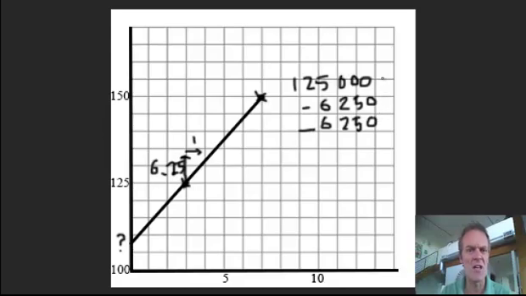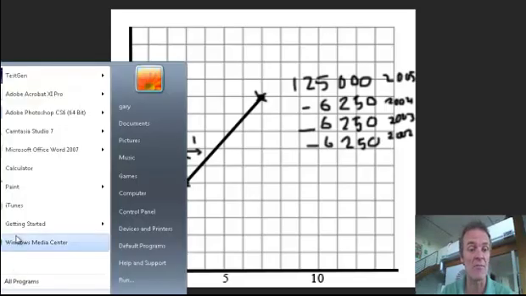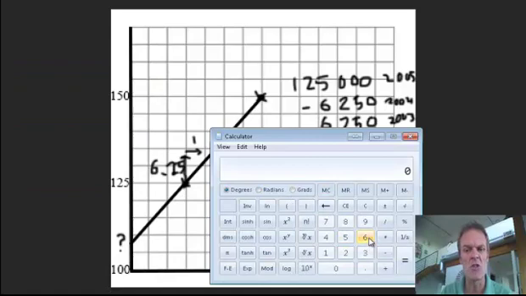Remember, this is 2005, 3 years later. So this would be 2004 if I take off 6.25, then 2003, and finally 2002. Take off another 6,250. So basically it's 3 lots. I'm going to take off 3 lots of 6,250. I'm going to get my calculator out. 6,250. Remember, 6.25 was the slope, but that's 6,250. I'm going to times it by 3, because I'm going to go back 3 years.